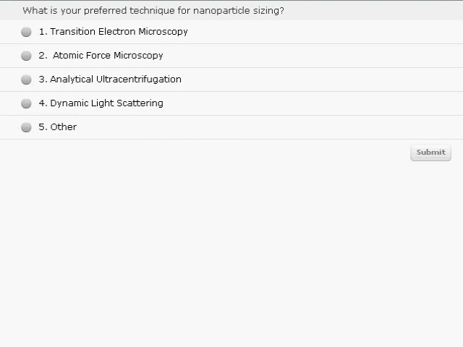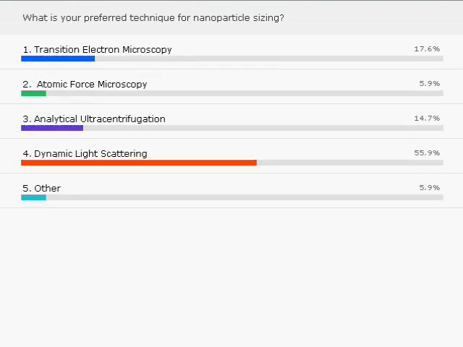And by far and away, dynamic light scattering is the preferred method. Now, let's see where analytical ultracentrifuge fits in with these other methods. Electron microscopy, dynamic light scattering, static light scattering, and analytical ultracentrifuge all have a 1 nanometer lower limit, so they're able to probe down to the smallest possible nanoparticle species.